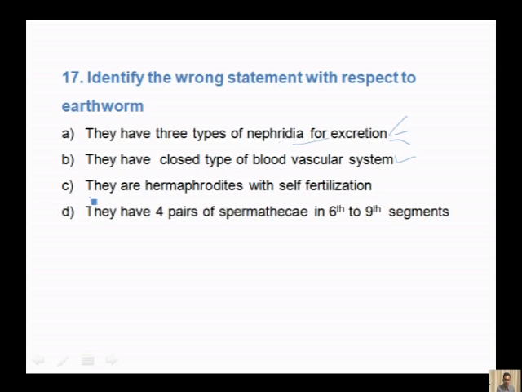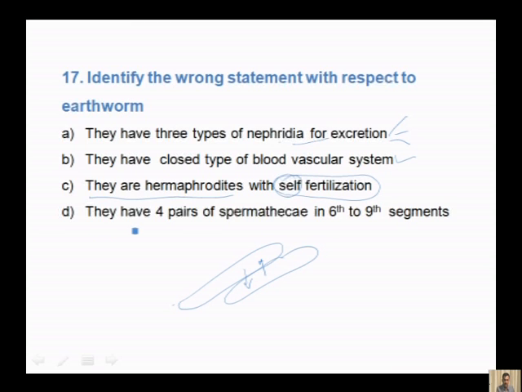Yes, definitely they are hermaphrodites or bisexual animals, but self-fertilization is the wrong statement. Because in earthworm, yes, they are hermaphrodites. They have both male and female reproductive systems and produce both sperms and eggs, but fertilization takes place with another animal. Transfer or exchange of gametes takes place between two earthworms in opposite directions. This type of fertilization is not self-fertilization, it is called cross-fertilization.